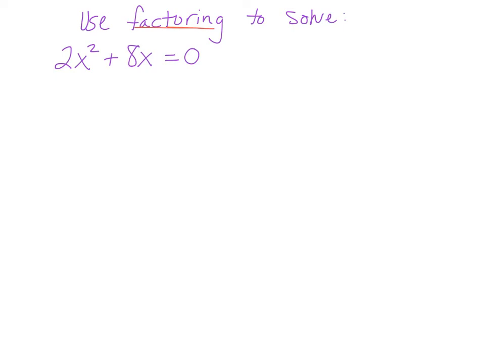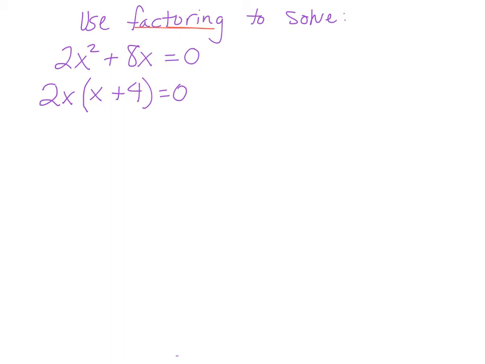Well, we saw that on our warm-up this morning. What can we take out of both of these? What number goes into 2 and 8? Hopefully you're saying 2. Is there a variable that they have in common? Yes, they both have at least one x. So we only can take out one x. So then what's left in the first one is an x. What's left over in the second part? 4. Still equals 0. Got to put your equals 0 there.